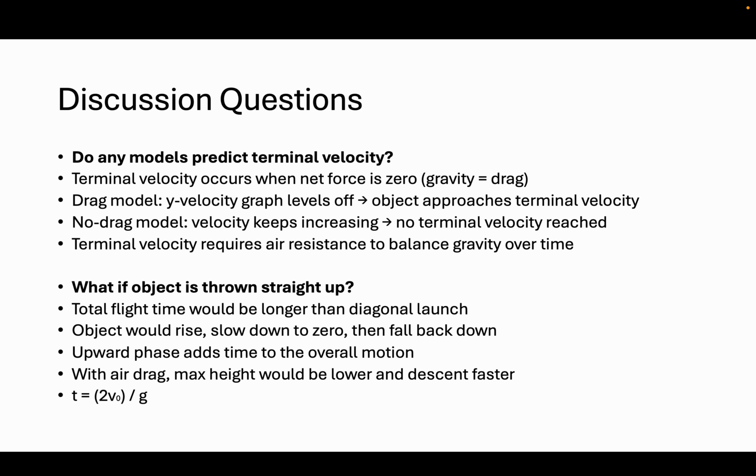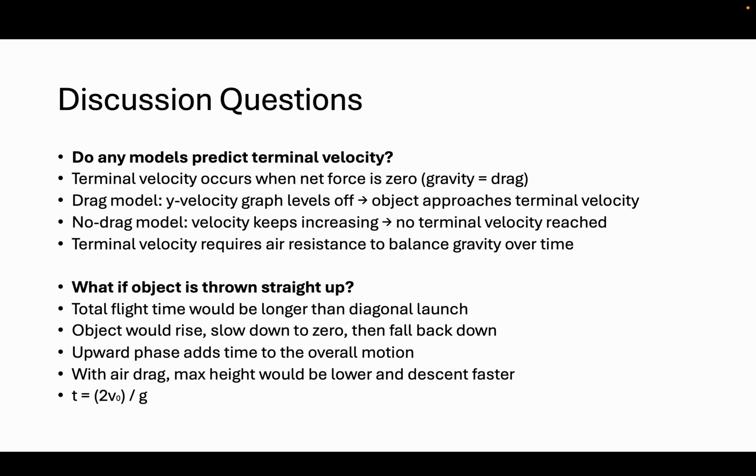What does it mean for an object to reach terminal velocity? Terminal velocity occurs when the net force acting on a falling object is 0. That is when the downward gravitational force is exactly balanced by the upward drag force. This results in 0 acceleration, meaning the velocity becomes constant.